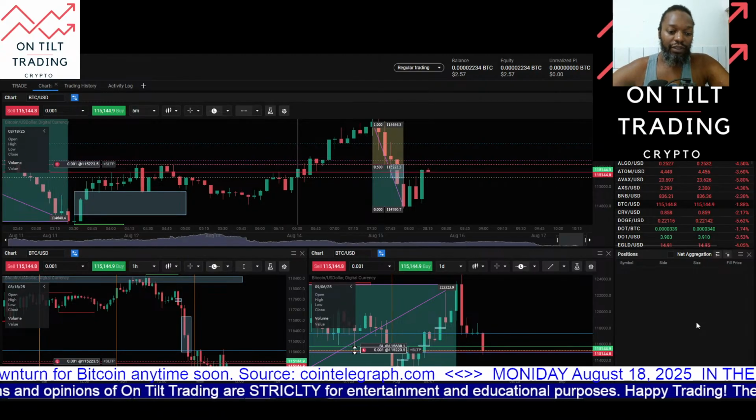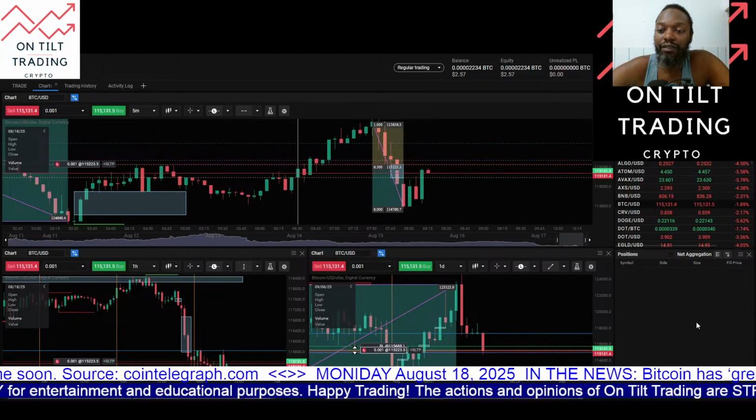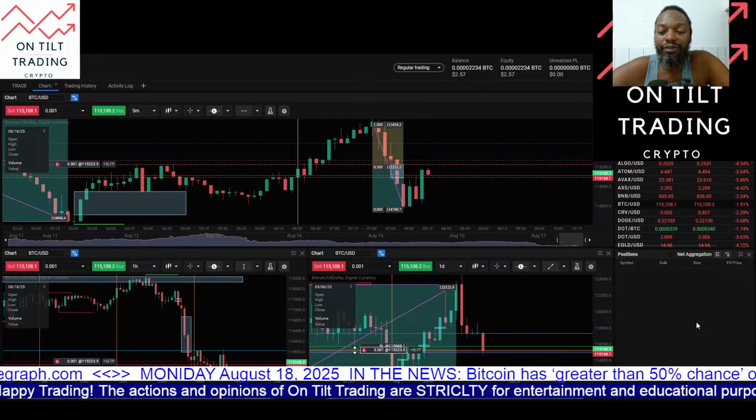Still getting used to the ICT methodologies here. So trading small size and keeping the account size small. Trying to keep myself out of trouble here.